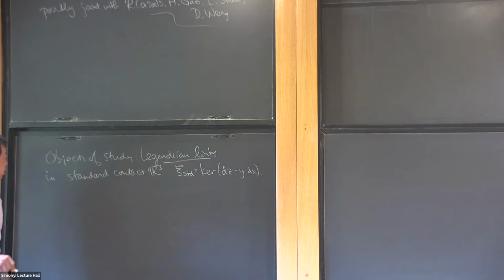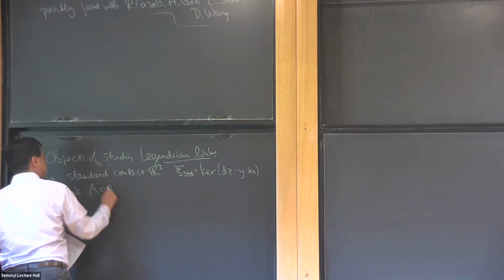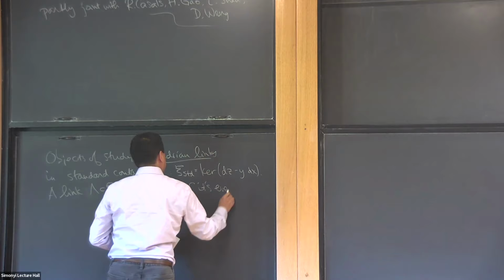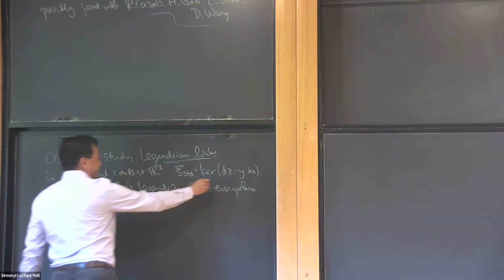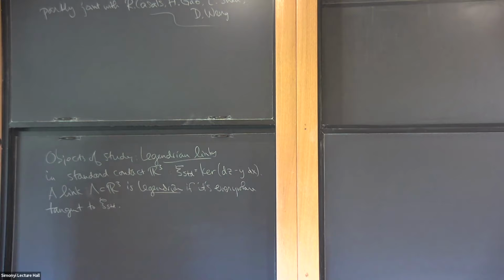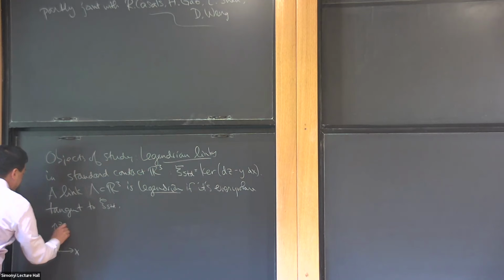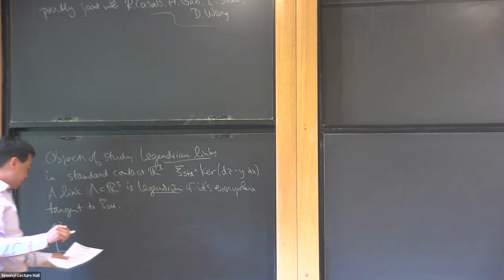So what does Legendrian mean? A link, let's call it lambda, is Legendrian if it's everywhere tangent to the standard contact structure. That just means if you pull back the one-form dz minus y dx along this link, you get something that's identically zero. Because of that, you can encode these links by their front projection, the xz projection. If you project to the xz plane, you can always recover the y coordinate by setting y as dz/dx.